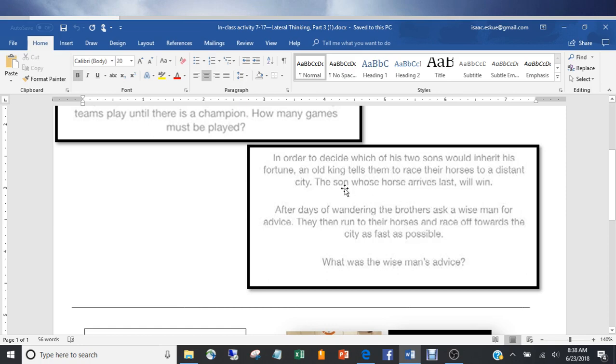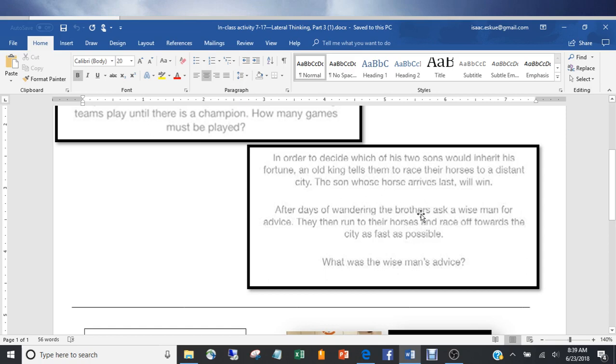So because of that, the sons are actually not part of this race at all, except he tells them to race their horses to a distant city. So they should be some part of that, but the key indication of winning is you have to arrive last. And so you can't race backwards to where the one who arrives last will win, because the best thing that you can do is just stop and go zero in terms of speed. So that's not going to work.